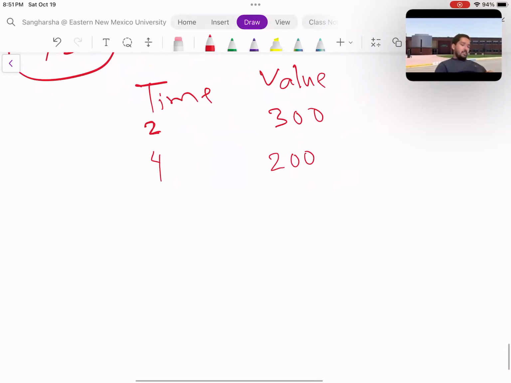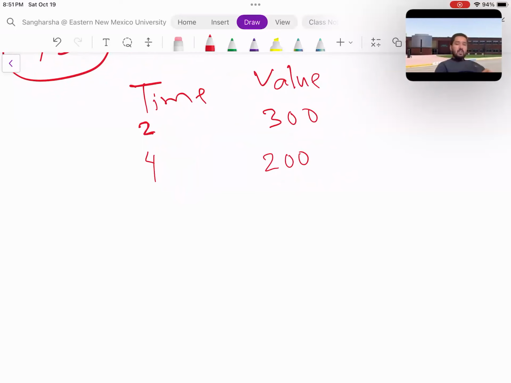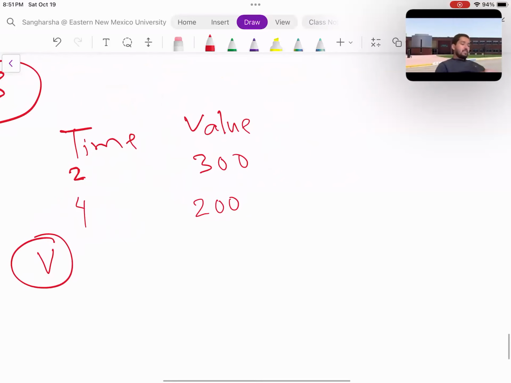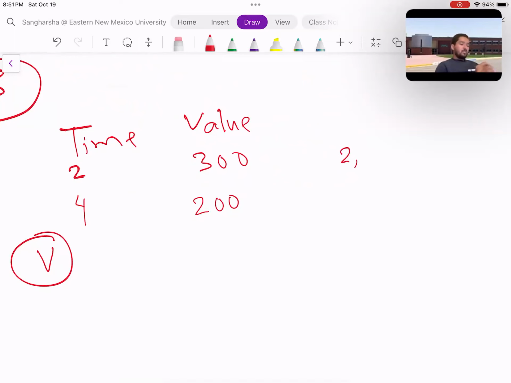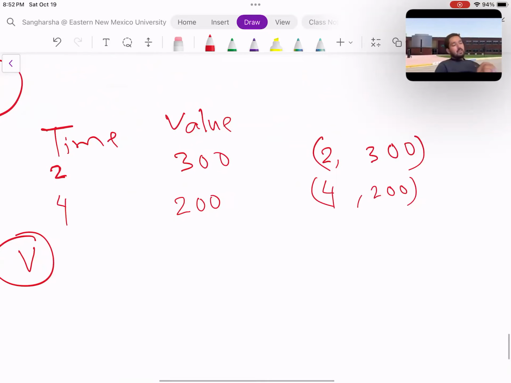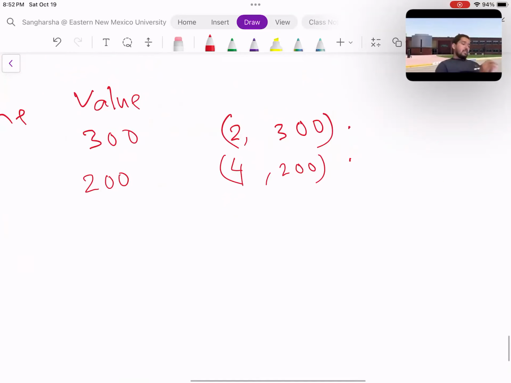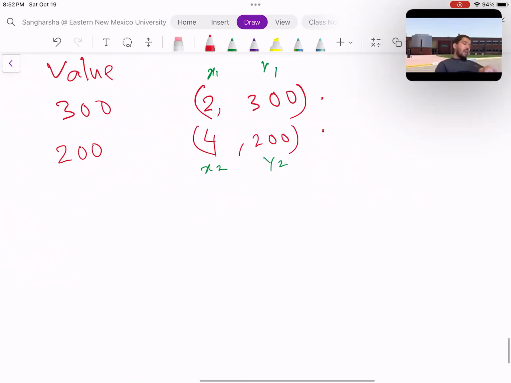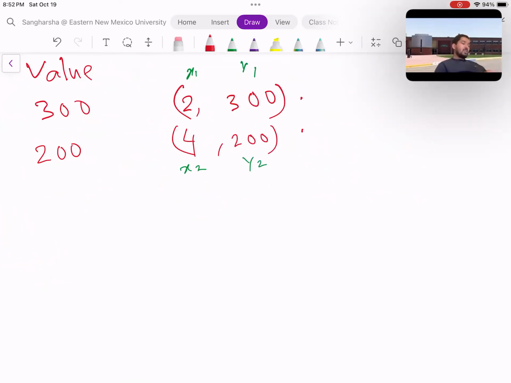Here, let's call our value function V. This is pretty similar to what we did before. You have two points here: 2 and 300 is one point, and 4 and 200 is the other point. You are finding the equation of a line joining these two points. Let's call this x1, y1, and this x2, y2. And we know how to find the equation of a line joining two points.